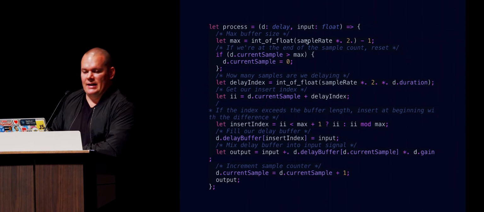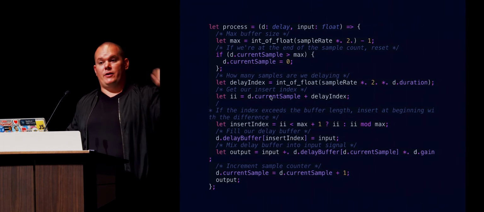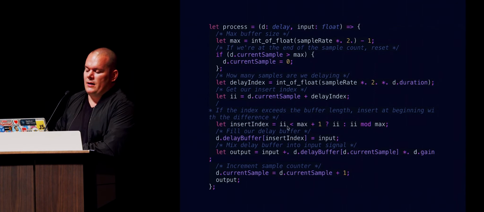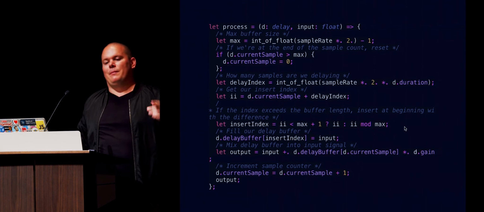We find out what the max size of that buffer should be based upon how much echo you want to allow people to do. If we're at the end of the sample count, we reset to 0. So here we're going to find out our delay index and our insert index. This is saying if I want to delay 0.02 seconds, the point in my buffer where I'm going to start inserting the current signal, that's our insert index. If it's less than the max, you're just good to go. Otherwise, your insert index is the modulo, so you loop back around and tack that on the beginning, offset by how much you've overrun the current array.